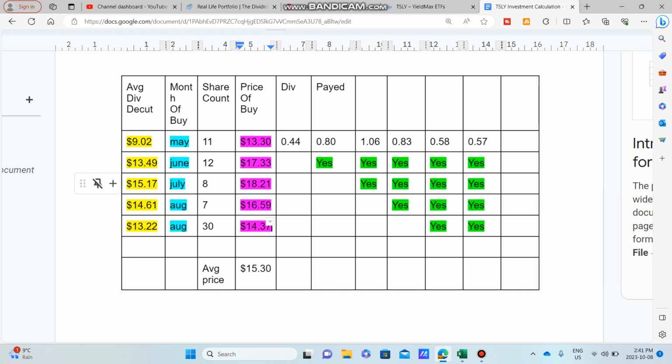But if I was to sell right now, I'd actually be up on my money just due to the fact that these would really be my average share prices with the dividends deducted. Of course, they do correlate to their share amounts and share counts that I bought them at. I know that might sound confusing, but TSLY has performed pretty well for me.